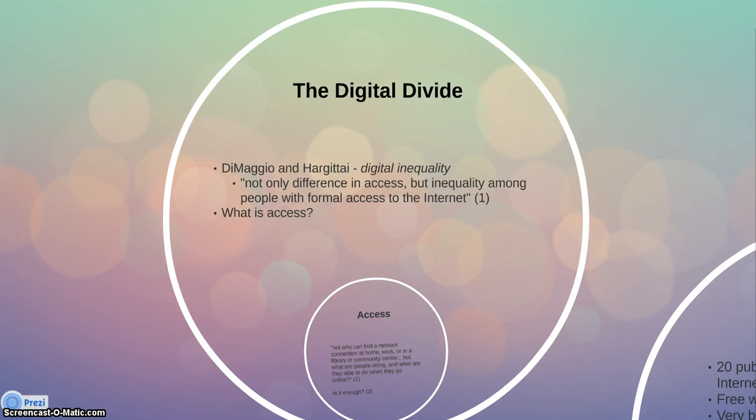I actually prefer the example provided by DiMaggio and Hargittai, who claim that students should shift their attention from the digital divide, or haves and have-nots, to digital inequality. Digital inequality, according to the authors, refers not only to the difference in access, but to inequality among people with formal access to the internet. While the definitions are fairly similar, I feel that the explanation of digital inequality is easier to understand, and I also appreciate the removal of the phrase haves and have-nots, which I don't necessarily agree with.